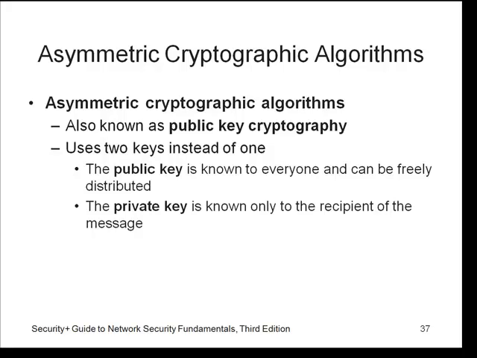Public key cryptography uses 2 keys, the public key and the private key. The public key is known to everyone and can be freely distributed. It's public because who has it? The public has it. Everybody has it. Private key is known only to the recipient, and when we do the key export, the private key is the one you need to export and keep it private.